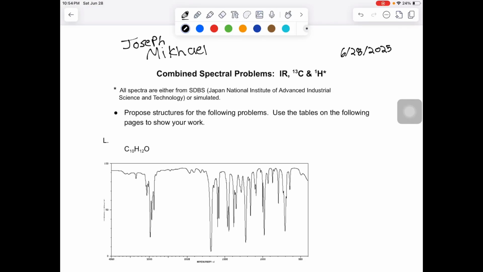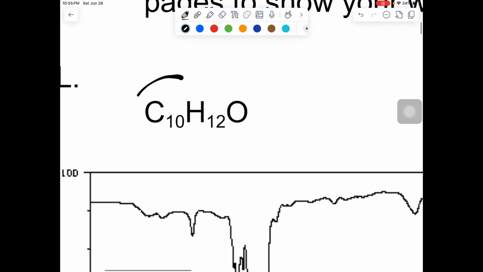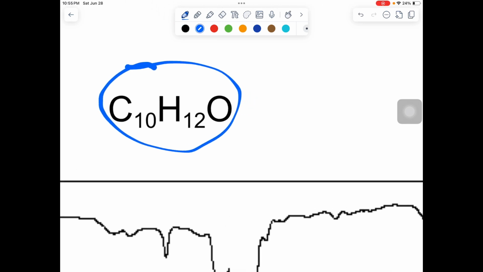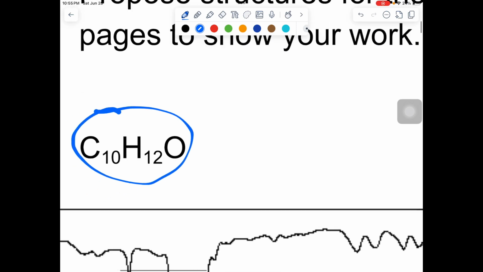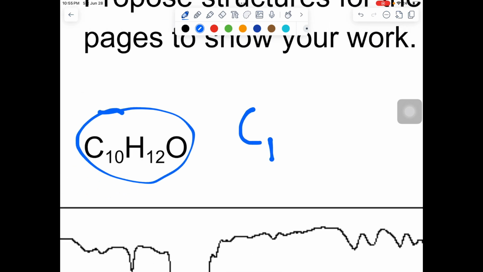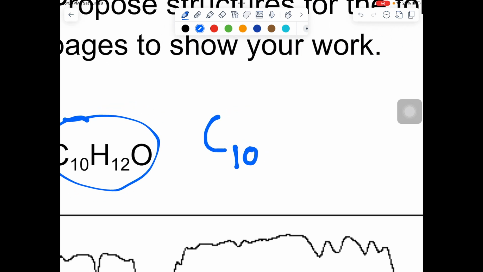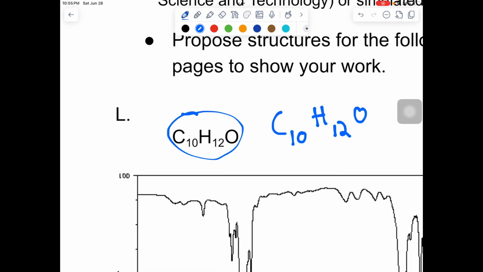Alright, so as we begin in this problem, we have an unknown compound and we have the formula of the unknown, which is right over here. Let me change colors and show this. You guys may not see it, so I'm going to rewrite it and tell you that this is going to be C10H12O.